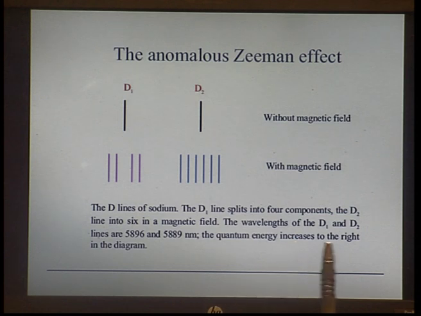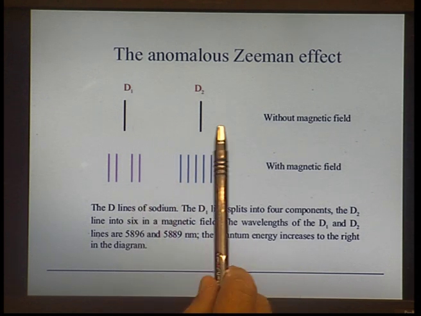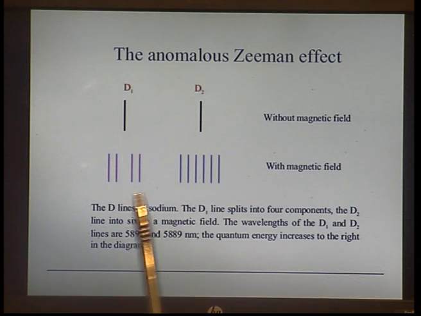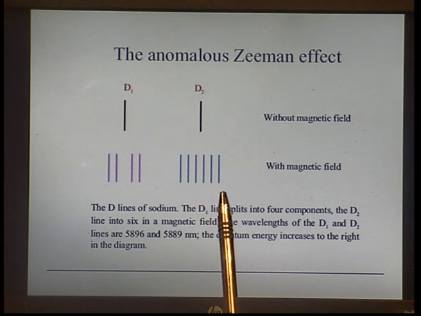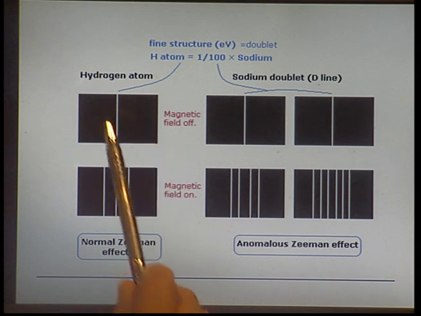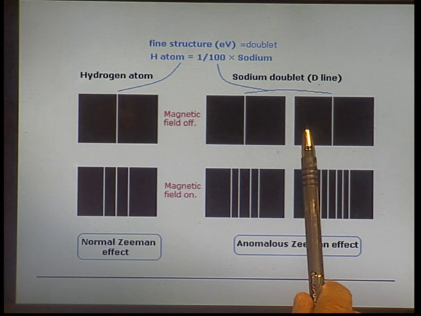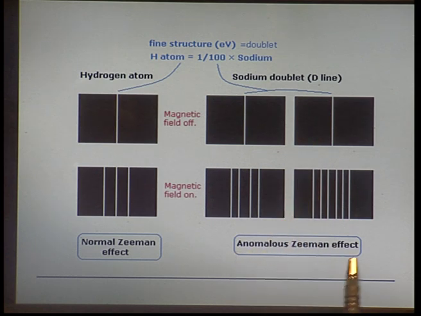The anomalous Zeeman effect produces lines like this: D1 and D2 originally like that, and D1 becomes 4 lines and D2 will produce 6 lines. When there are more than 3 lines like this, it is called the anomalous Zeeman effect. In the case of the hydrogen atom, it is the normal Zeeman effect. In the case of the sodium atom, it is the anomalous Zeeman effect. Both are compared with each other.